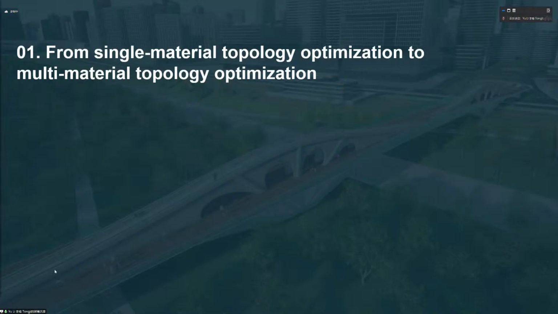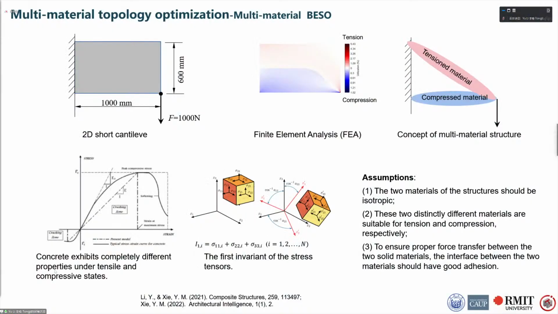The last part is an introduction on how to extend single material topology optimization to multi-material topology optimization. We were wondering whether we can use two different materials to compose a structure in the topology optimization process. The idea is very simple: one material suitable for tension is only tensioned, and another material suitable for compression is only compressed. The two materials will perform their best mechanical performance, forming an efficient composite structural system.